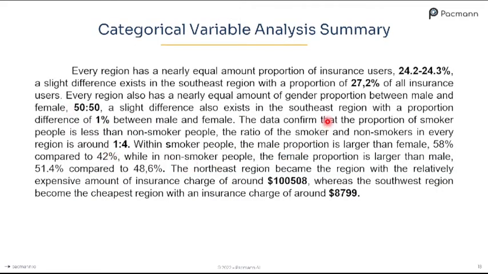The summary from this analysis is every region has a nearly equal amount of insurance users, gender, smoker, and non-smoker, and the proportion of smoker to non-smoker is 20.5% compared to 79.5%. A slight difference exists in the Southeast region. All charges in every region are positively skewed, with the Northeast being the most expensive region which charges around $10,000 and the Southwest region being the cheapest region with charges of around $8,800.